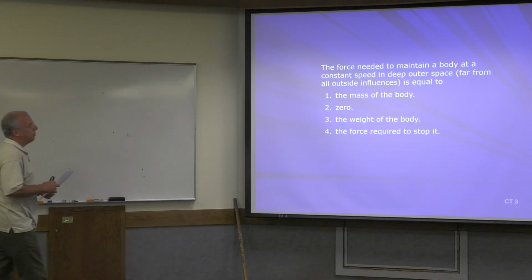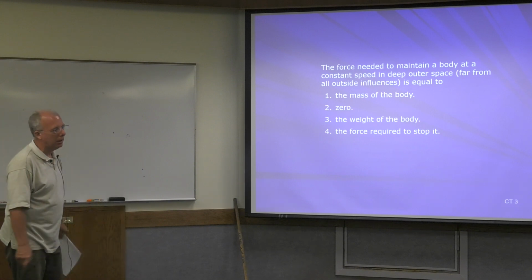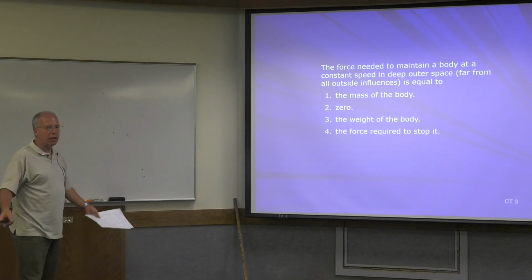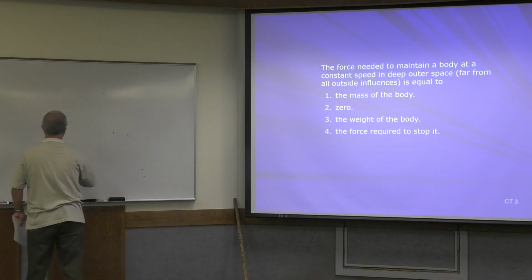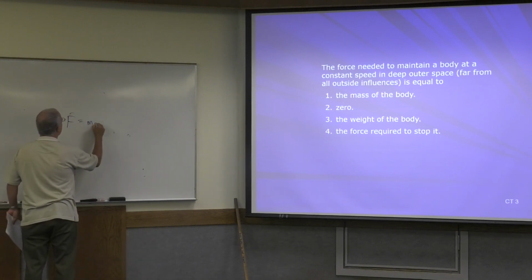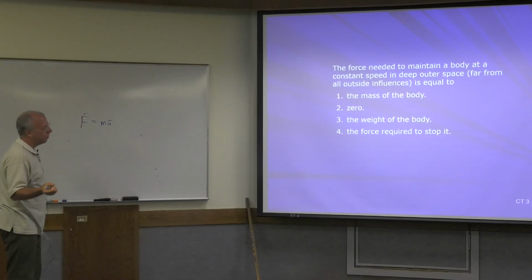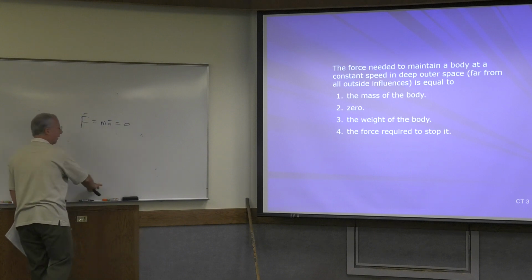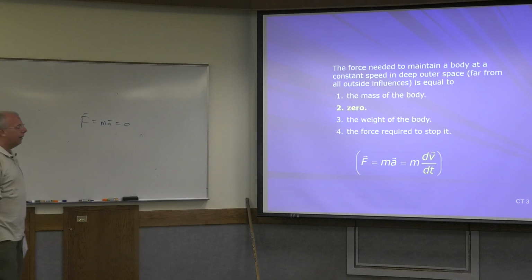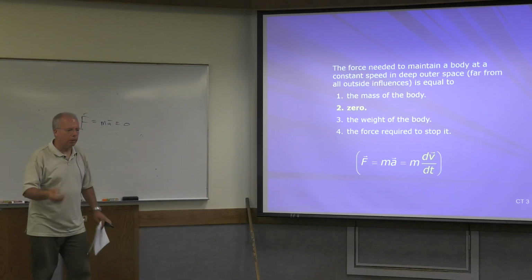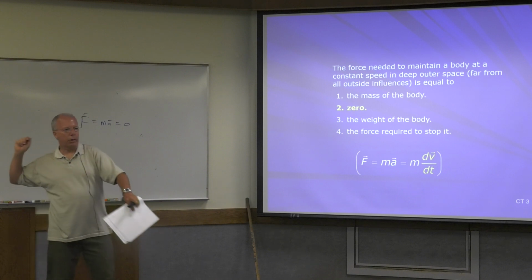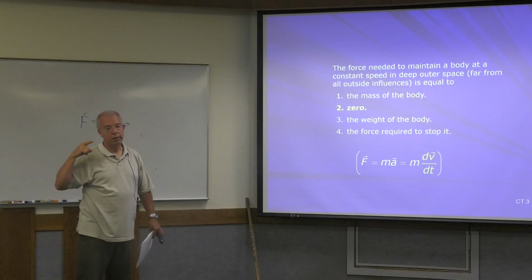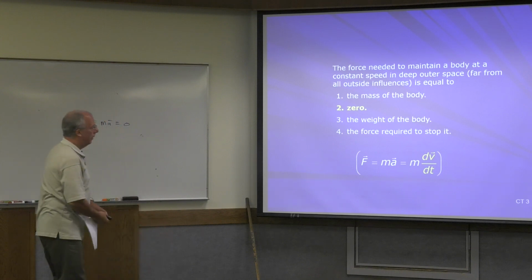Okay, so we want to maintain constant speed. Well, if it's constant speed and you're assuming constant direction, because there's no gravity or anything like that, what's the acceleration? 0. And what's Newton's second law? F equals ma. Constant speed, constant direction, so a is 0. So what's the force? 0, right? We talked about this before: if you're out in deep outer space and you throw something, there's no forces acting on it, so it's just going to keep going at the same speed, same direction forever.